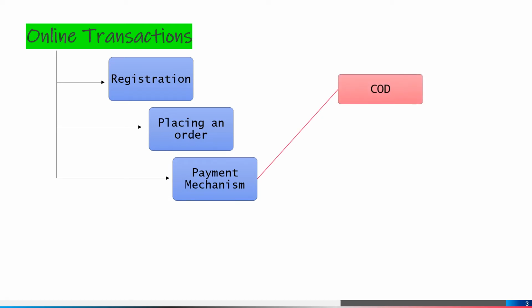First one is COD. That means cash on delivery. It means buyer can make payment in cash when the goods are delivered to him. That means on his own doorstep he can pay for the goods he has bought.